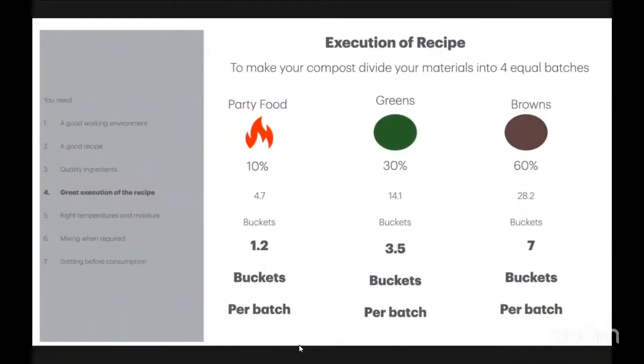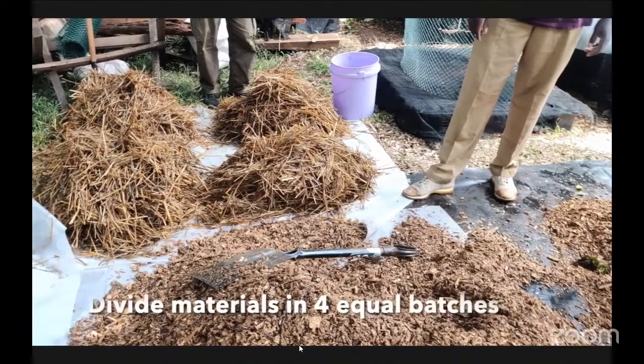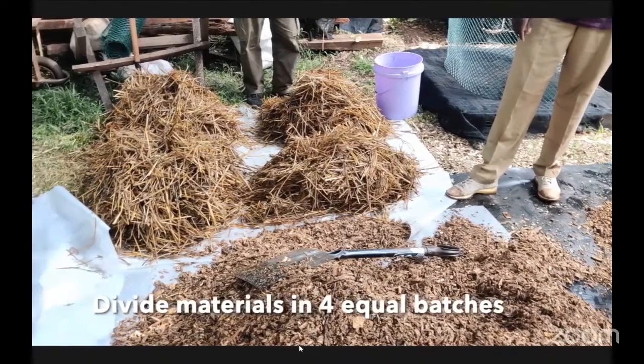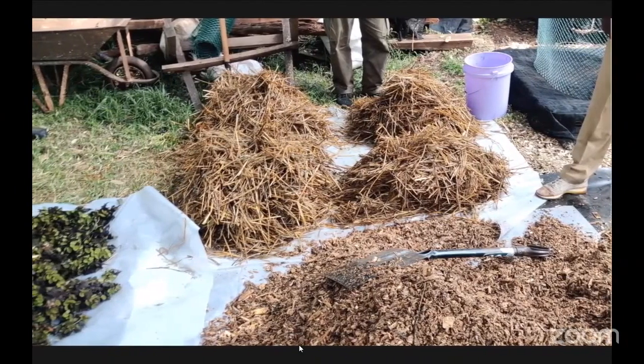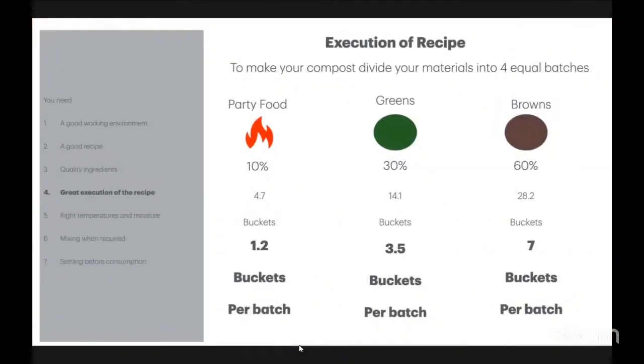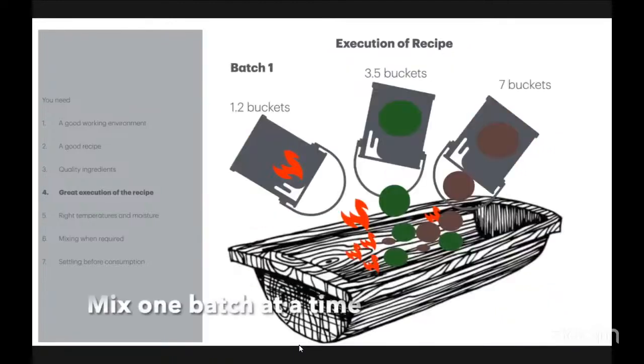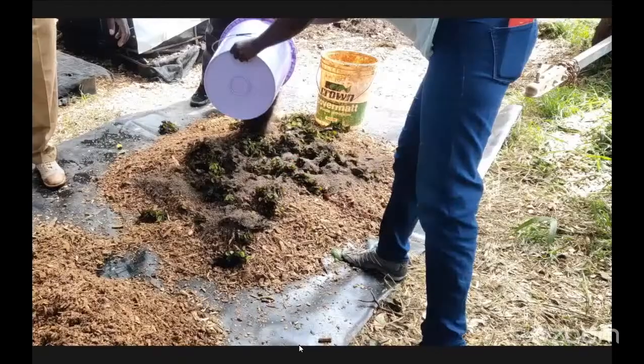Now divide all of the materials into 4. You're going to be mixing in batches of 4. This will be less labor intensive than trying to mix the whole lot in one go, but it will also help you to get more uniformity across the entire compost pile. You're going to have 1.2 buckets of party food, 3.5 buckets of greens, and 7 buckets of browns for each of your batches. Put them all into your trough or all into the area that you're going to mix them.